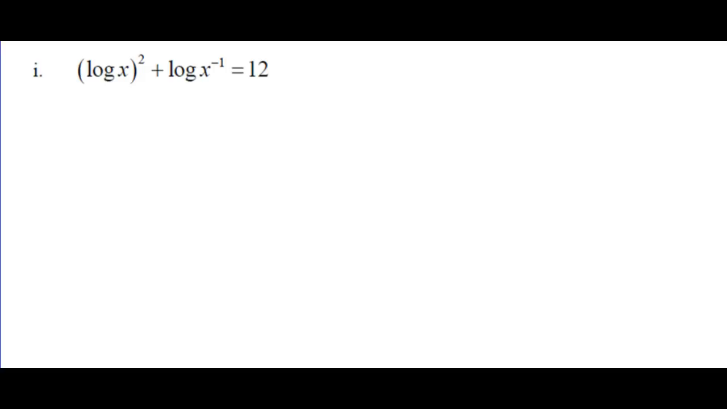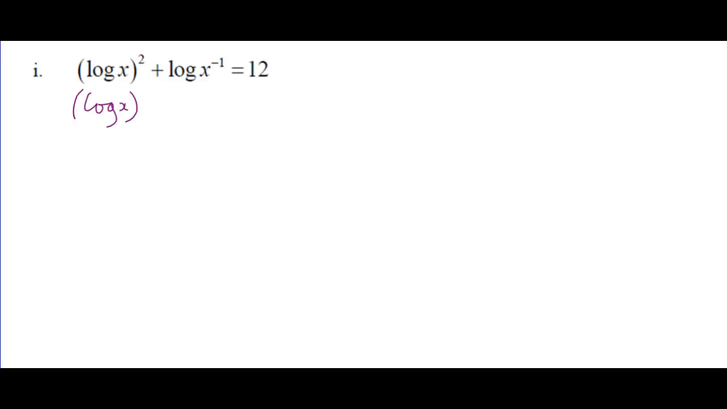Last one. Log of x squared. That's not the log of x squared. That's the log of x quantity squared. We do not get to write that as 2 times the log of x. Okay? Without the parentheses there, if it were the log of x squared, then we could write it as 2 log x. But we can write this how?